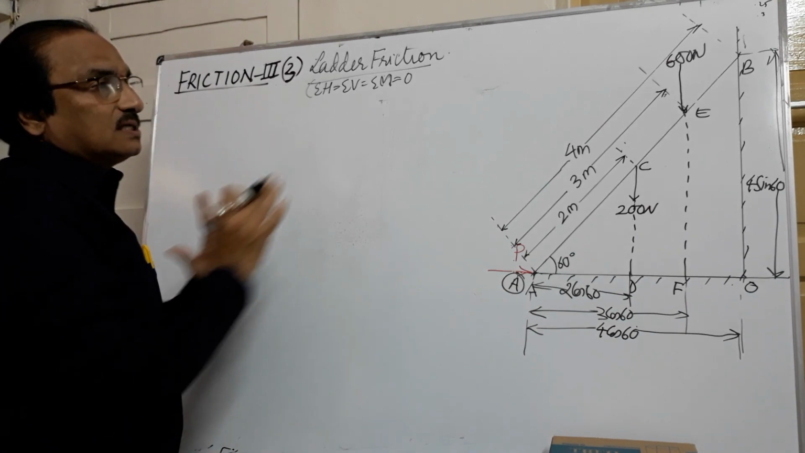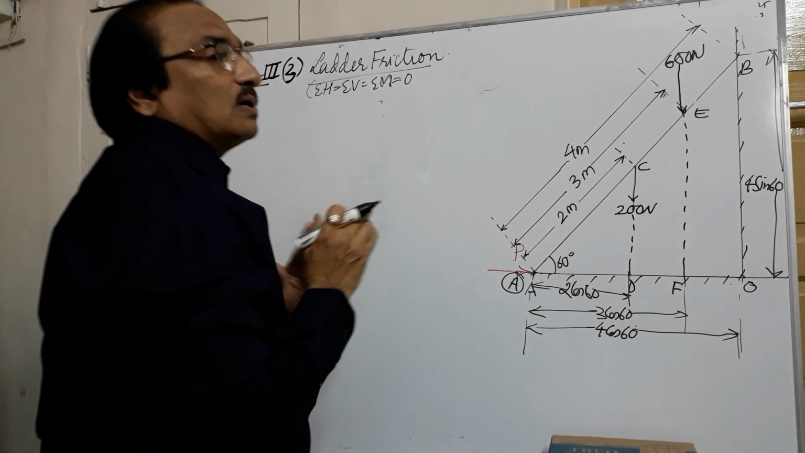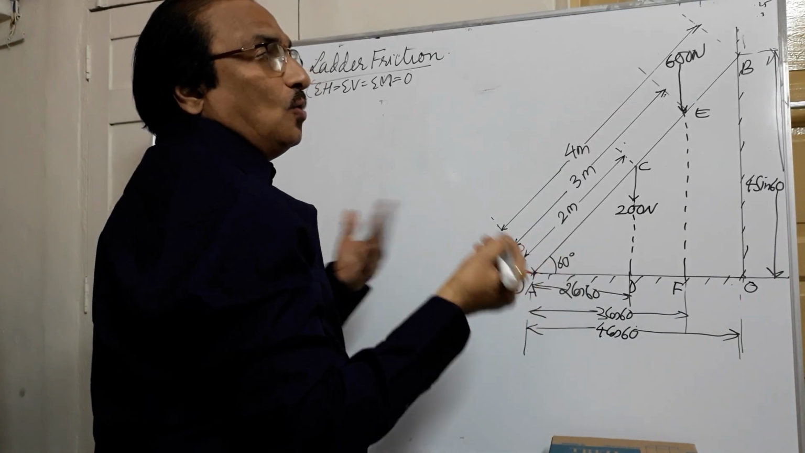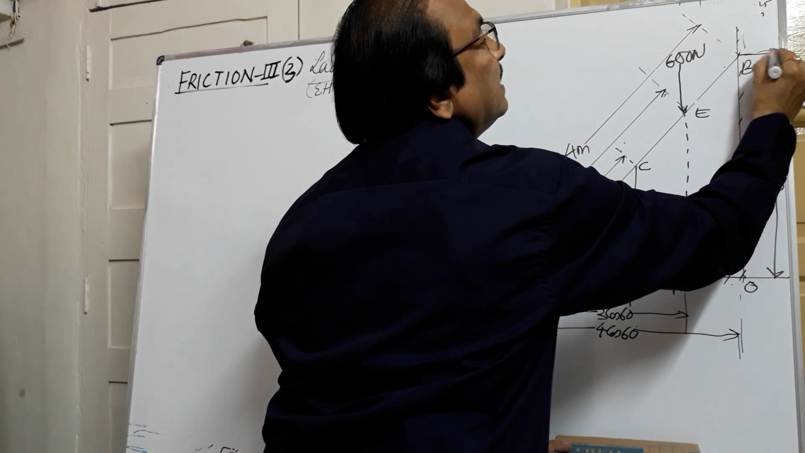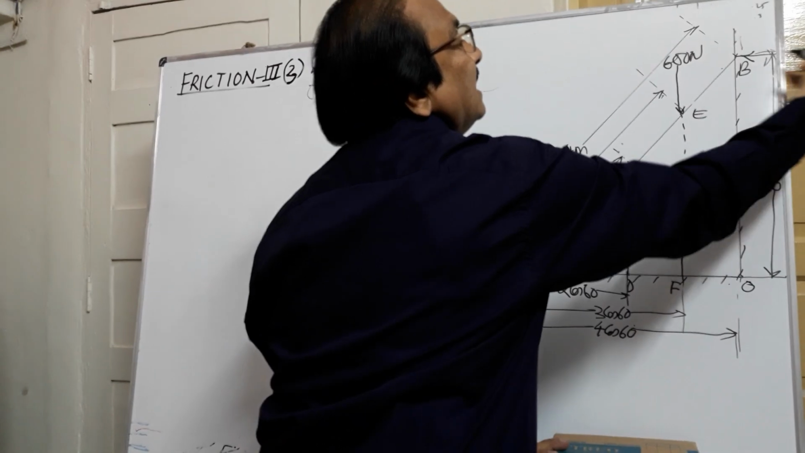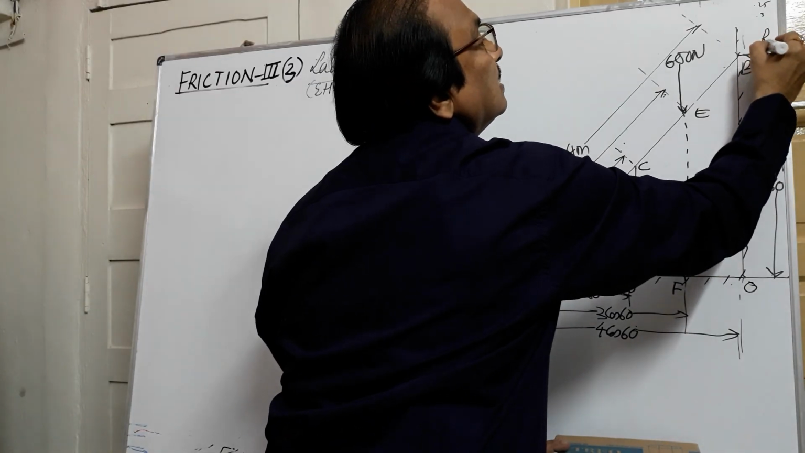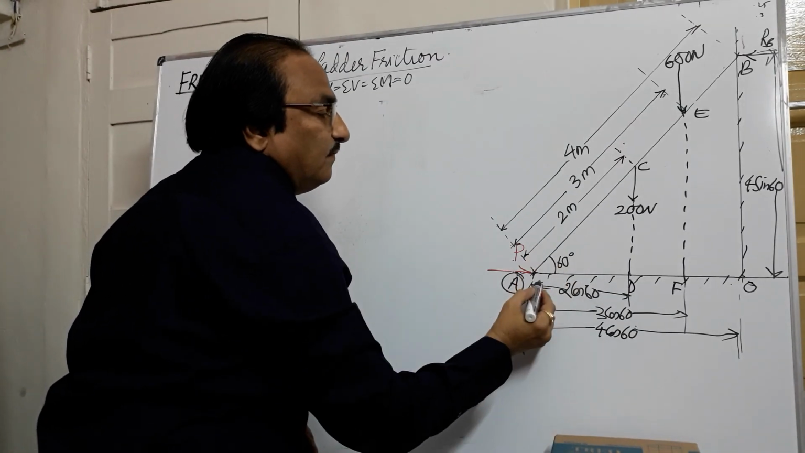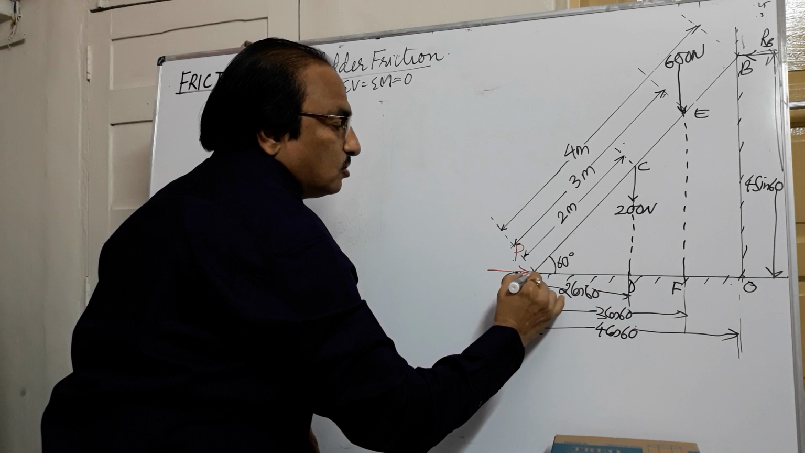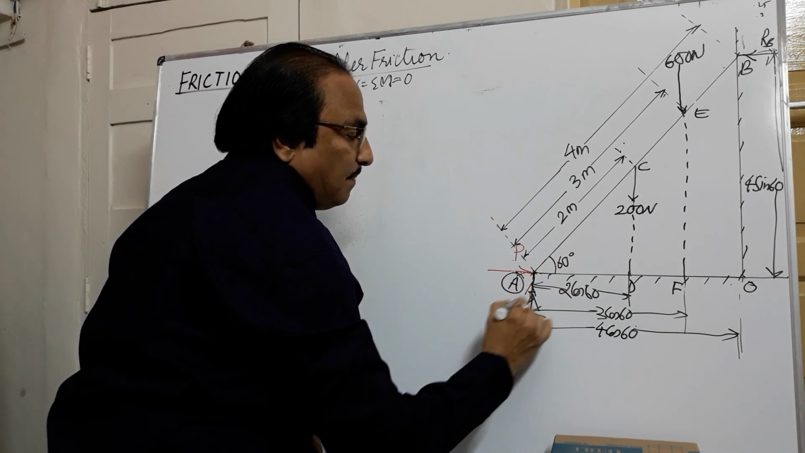Now this is the system given to you. We will see what are the forces that get induced. One, there is contact between the wall and the ladder, so there will be a reaction. The wall is vertical, so the reaction will be horizontal. Let us call this RB. There is contact between the ladder and the floor. The floor is horizontal, so the reaction will be up, RA.